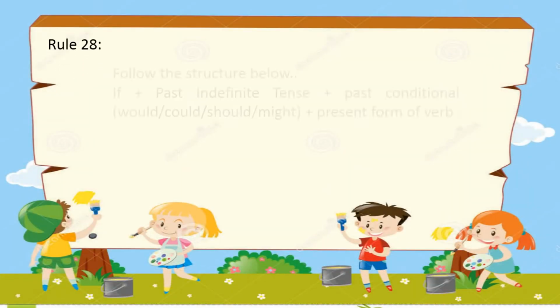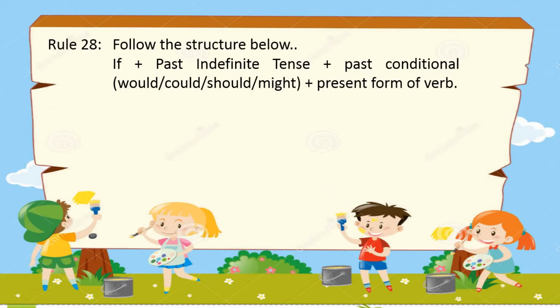Okay, so next rule. Follow the structure below. If plus past indefinite tense plus past conditional. Before we know the structure, we have to know about past conditional. What is past conditional? You know the words would, could, should, might. These words are called past conditionals. After would, could, should, might, the verb will be in present form. So the structure is like that.